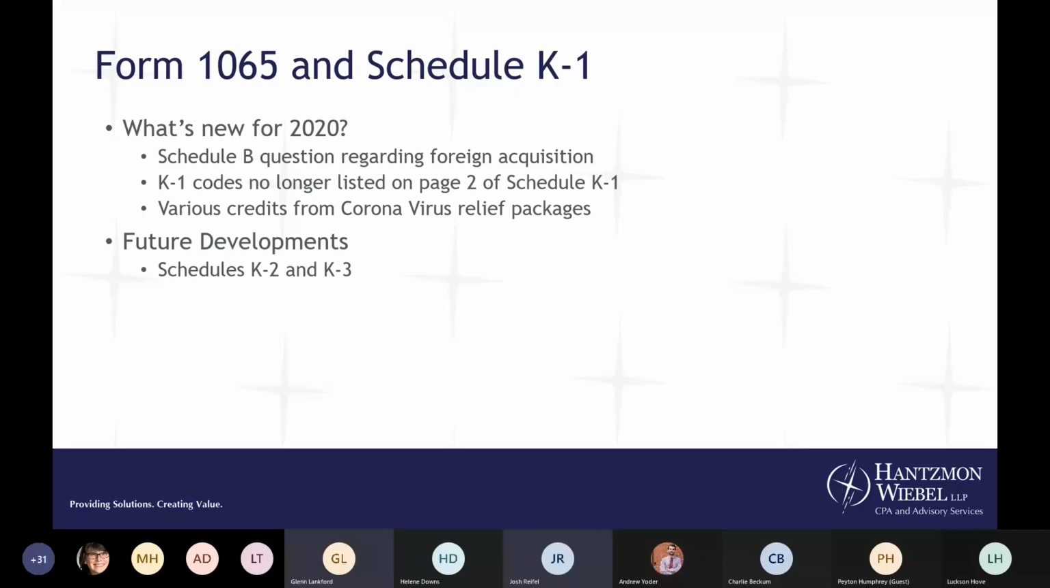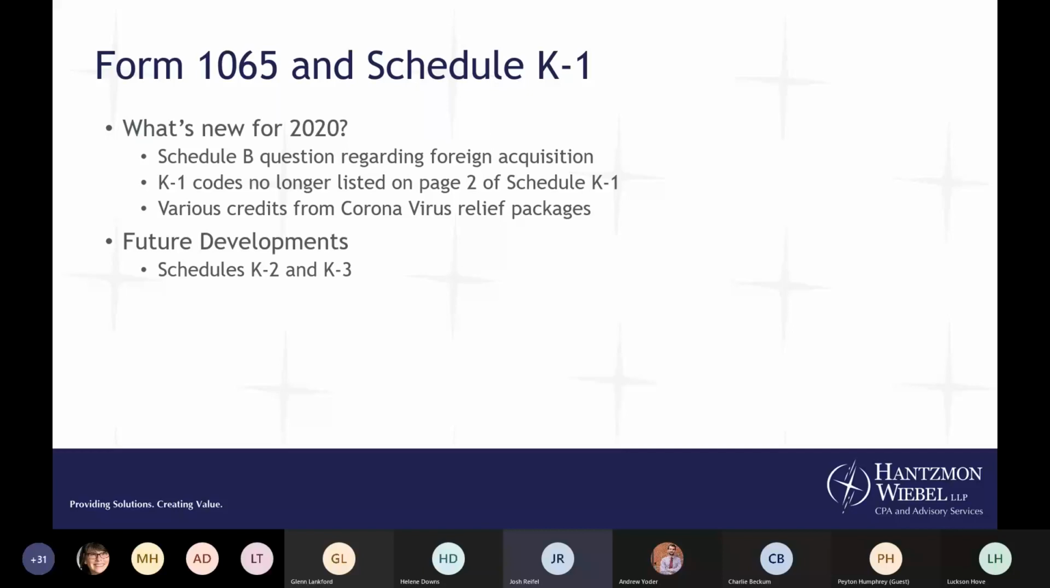And looking at the K1, apparently the K1 codes are no longer going to be listed on page 2 of the Schedule K1. So that's the page that you get that has, the full-size page with microscopic print that tells you what each line and what each code means. Well, if you look at last year's, the 2019 codes, half of them just said see other instructions because there were so many of them now. That's a result of the simplification of the tax code. Obviously, there's more things now, which is easier. So apparently there's not going to be a page 2 with the codes anymore. If you look in the instructions, there's a reference of where to get those codes so you can see what they all are. And there are, of course, various credits that were discussed this morning from coronavirus relief packages.